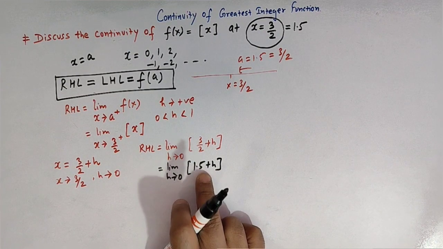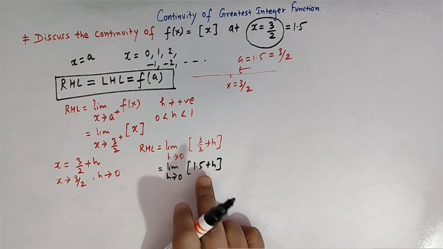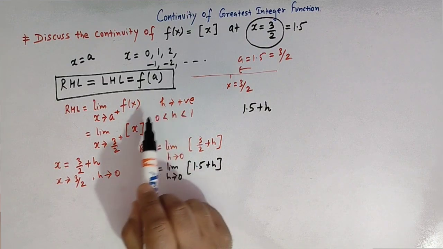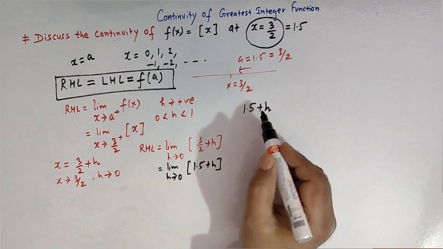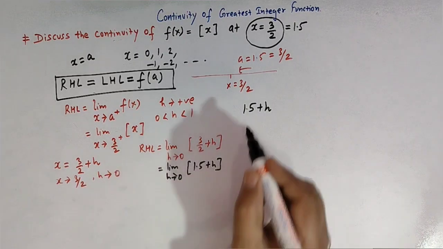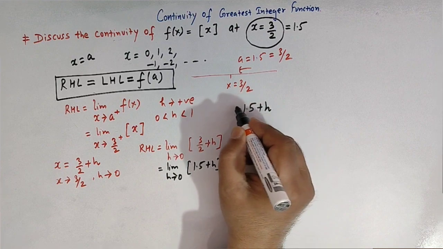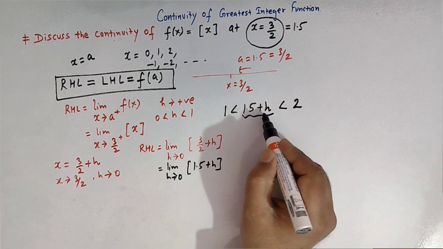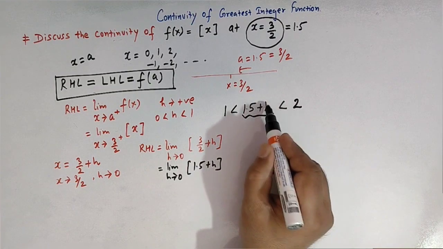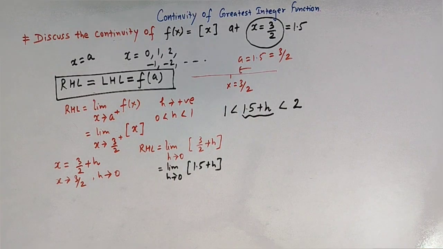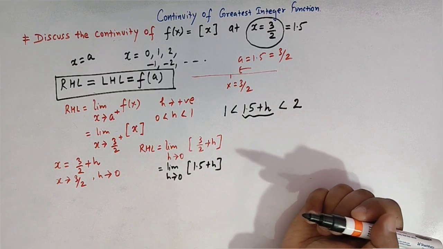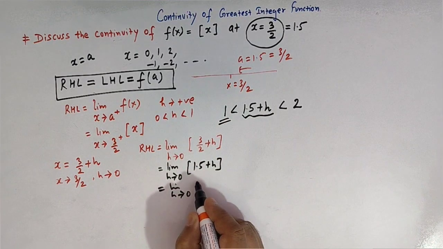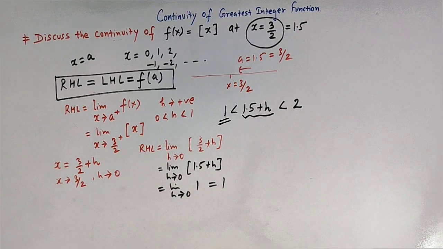Now let us observe this quantity inside the greatest integer function symbol, right? So see, here we have 1.5 plus h, and we have already said that h is a positive quantity, but h is a very small quantity, right? So h lies between 0 and 1, it is very small, right? So 1.5 plus h is greater than 1, and it is less than 2, right? So this quantity 1.5 plus h is greater than 1, but it is less than 2. It implies that 1.5 plus h lies between 1 and 2, right? So now from the definition of the greatest integer function, we can write the value of the greatest integer of 1.5 plus h is equal to 1, right? So this limit is now equal to 1.